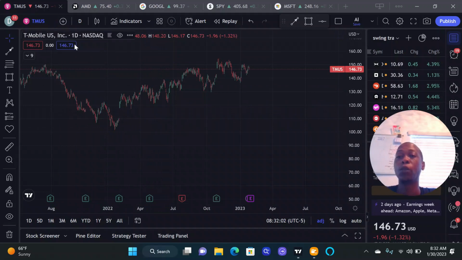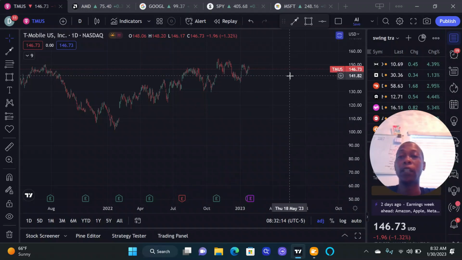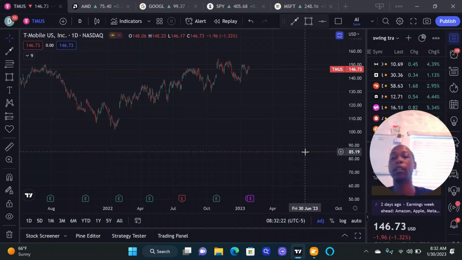Looking at T-Mobile this morning. T-Mobile is about to report earnings Wednesday or Thursday. Let's click on this E. When you see these little E's down here, they tell you earnings. So it's actually on Wednesday the 1st. So I may get in today, maybe even before close today, or maybe even Tuesday. But anyway, this is what we're doing this morning.